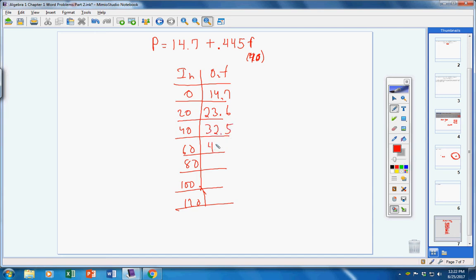I'm not going to do all that math for you because it's all calculator work, okay? You can simply put 100 in, multiply it together with your calculator, add 14.7, and you'll get 59.2. Remember, for word problems, you're always allowed to use calculators in my class. Alright, there we go. That's it. So there's part B, the input-output table. Pretty simple to do, okay?